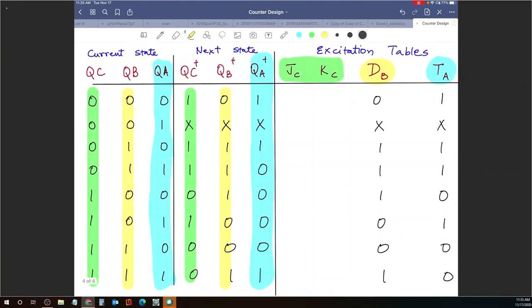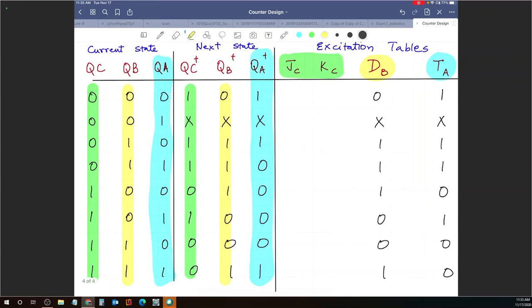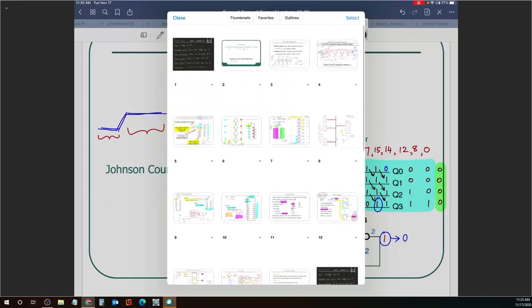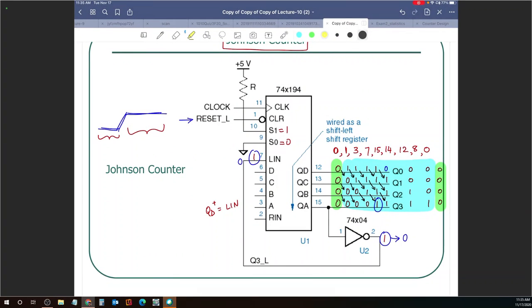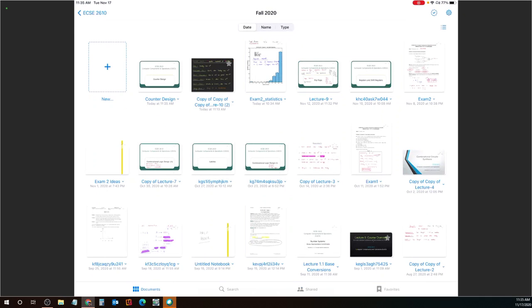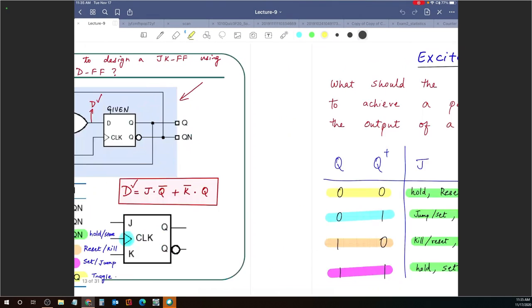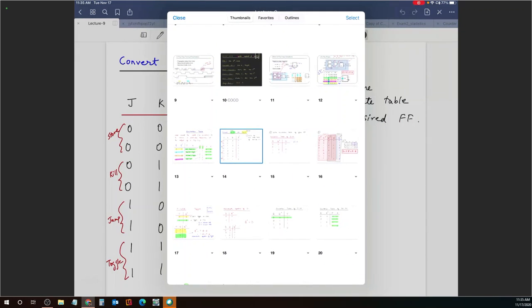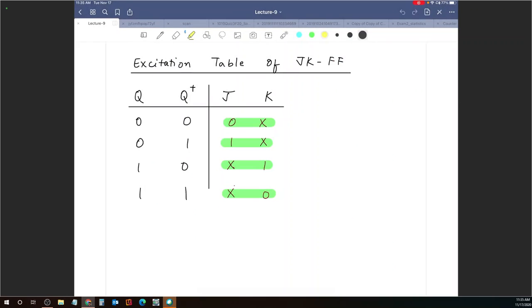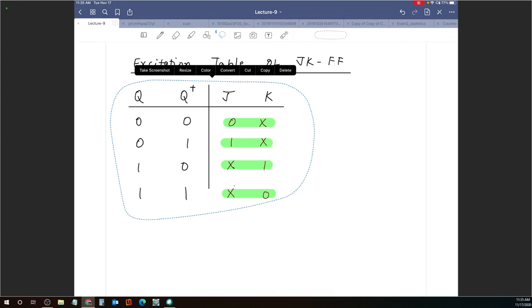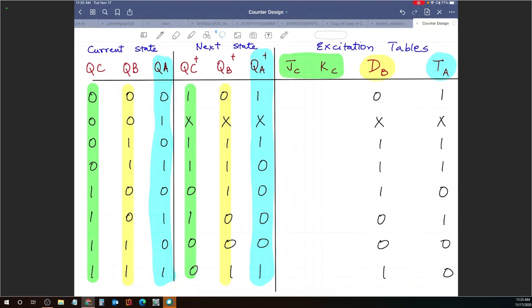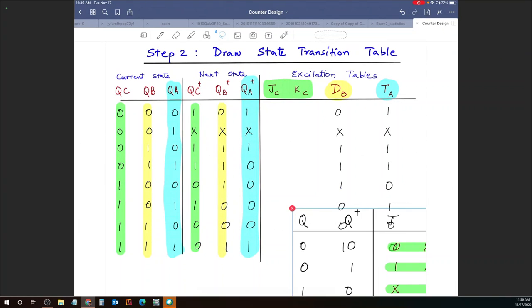0 to a 1. Well, I don't have an excitation table of JK handy. So what I'm going to do is pull up, do we have it here somewhere? Let's see. Flip-flops. Where is my JK flip-flop excitation table? Right here. I can copy it from this place and come back to my counter design and paste it somewhere here and make it very, very small.